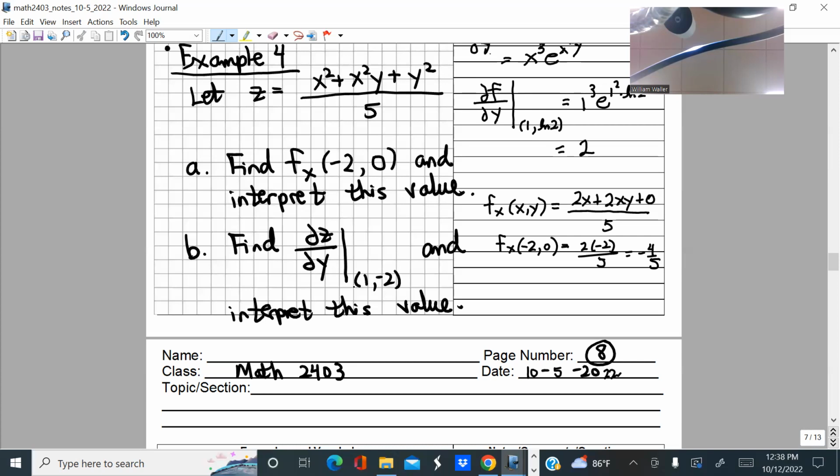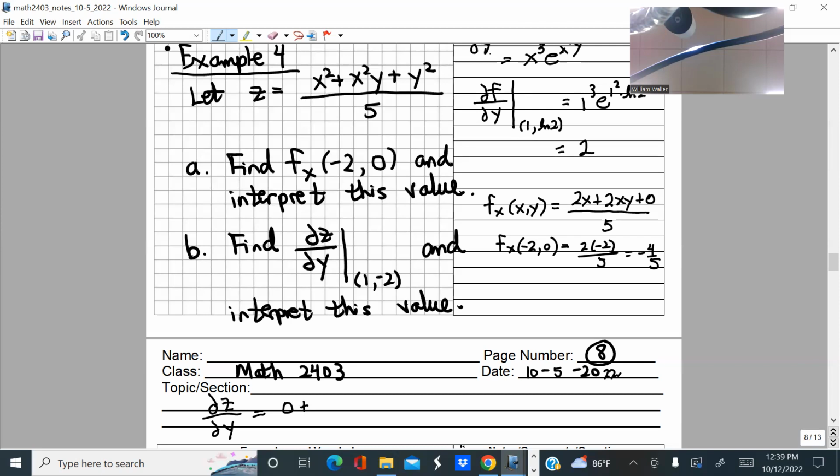All right, so let's differentiate this. So partial z, partial y, in other words, the partial derivative with respect to y. Let's see, what's that going to come out to be? So we're thinking of x as being a constant here. So what is this derivative when x is a constant? Well, what's the derivative of the first term? 0, right?